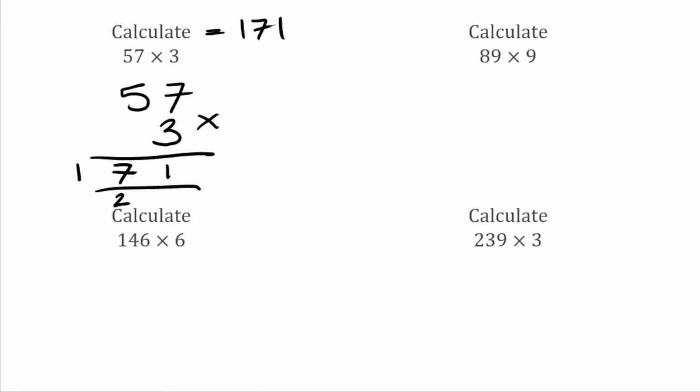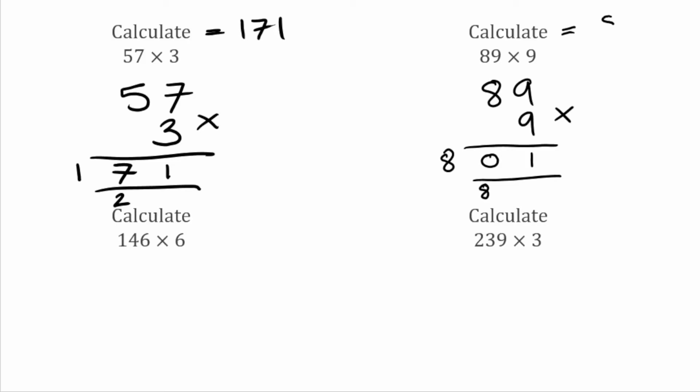Okay, for this next question, we have 89 multiplied by 9. Okay, then to begin with, if we're starting with this 9, we've got 9 multiplied by 9, which is 81. So the 1 in this column, carry over the 8. And now I've got 9 multiplied by 8, which is 72. Then I have to add on the 8. So 72 add 8 is 80. So the 0 in this column and the 8 in front. So the answer to that one is 801.